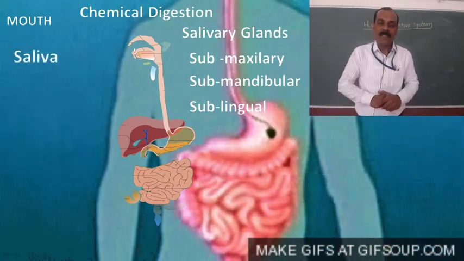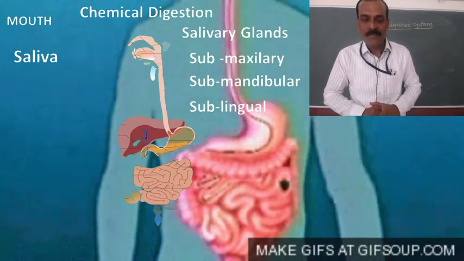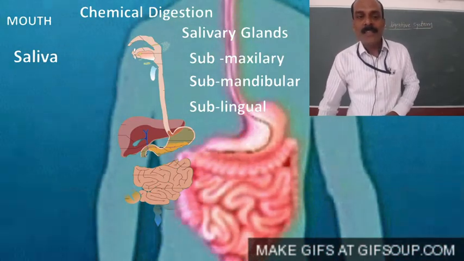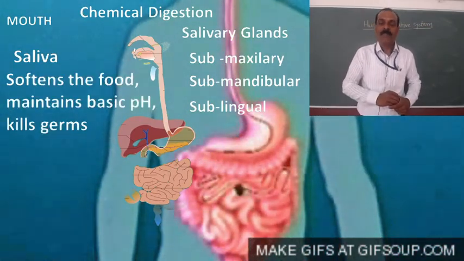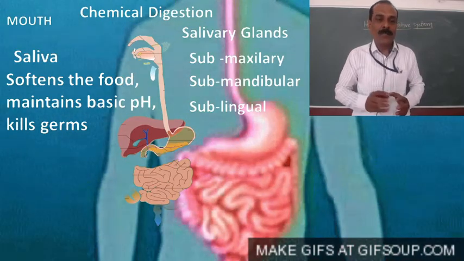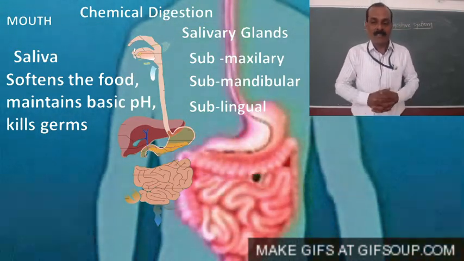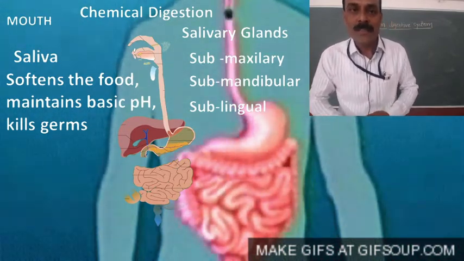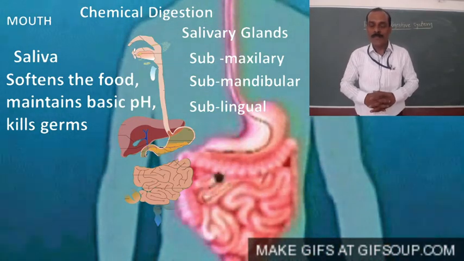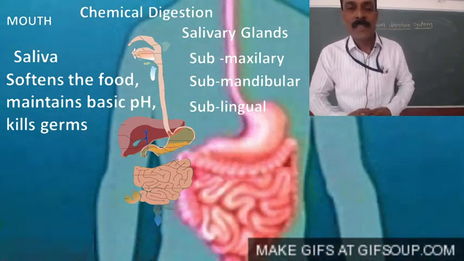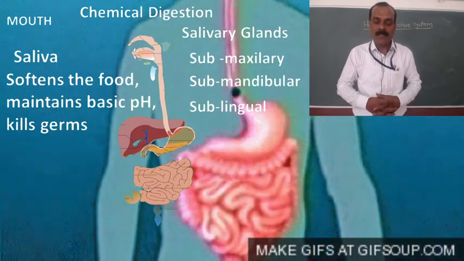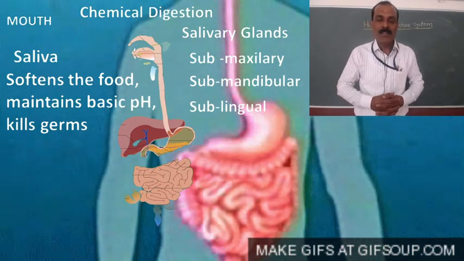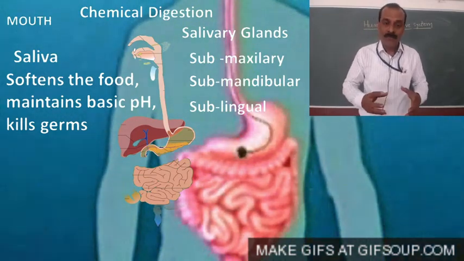These salivary glands secrete saliva. This saliva is released when we smell or think of a very favorite food. It is very important for digestion. It softens the food. The hard food we eat gets masticated by our teeth, which is the job of the teeth, and mixing with saliva makes it soft.